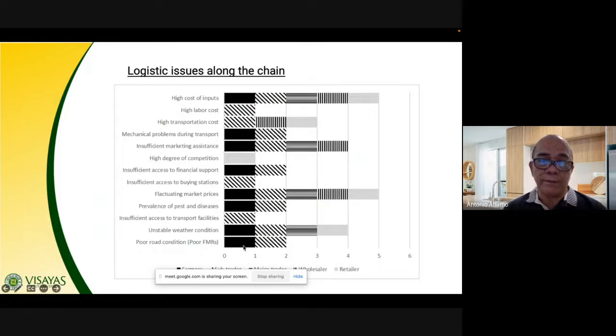But if you look at poor road condition or FMRs, you have the black and the broken diagonal line. This means that it's only an issue among farmers and traders. All the other players along the chain are not much affected. These are issues in terms of prioritizing interventions. Okay, this is how we represent the dynamics.